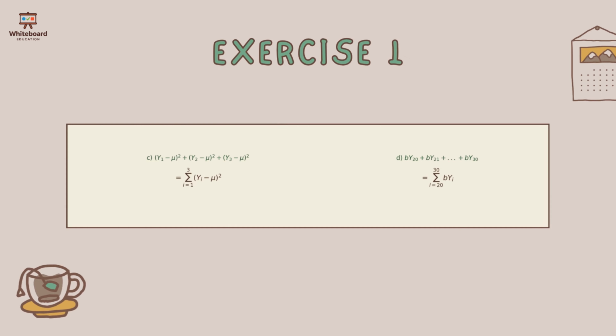Similarly, part C is written as summation y minus mu brackets raised to the power 2, and the upper limit is 3 and the lower limit is 1 as the first subscript of y is 1. Part D starts with y20 and ends with y30, so the answer is summation y, lower limit is 20 and upper limit is 30. Easy, isn't it?